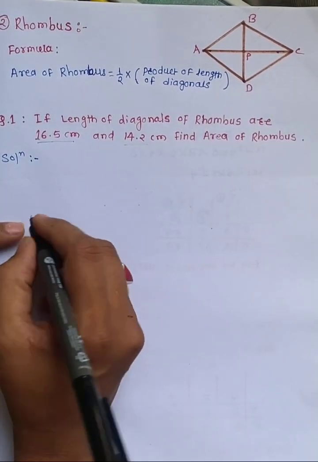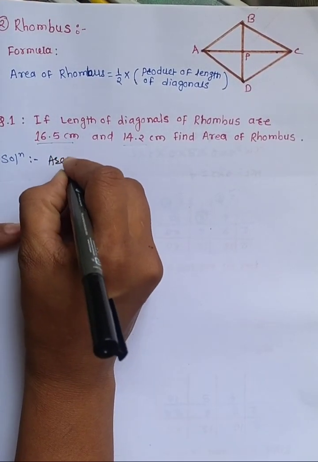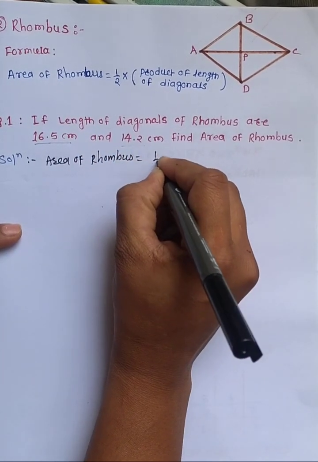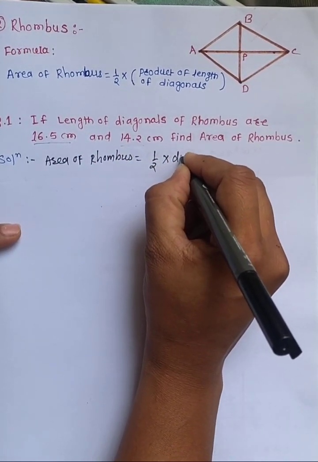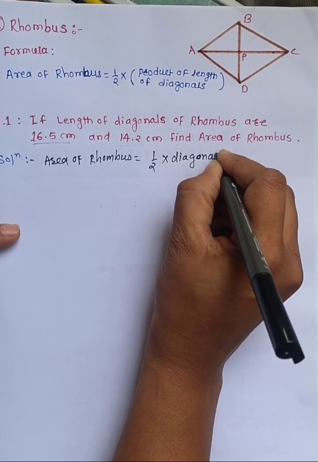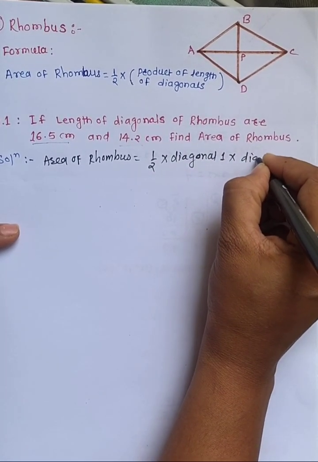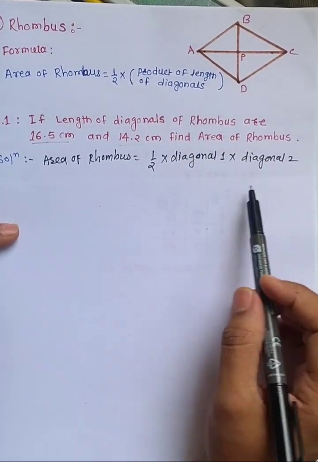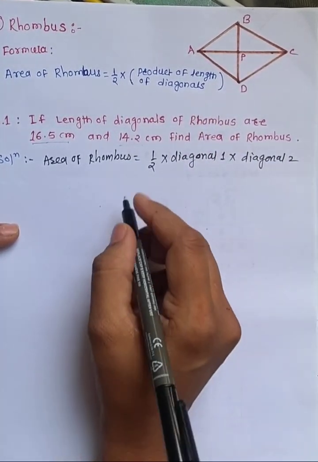Okay, first I will take the formula of the area of rhombus. Area of rhombus is equal to half into, I will take diagonal 1 into diagonal 2. Okay, that product of length of diagonal 1, rhombus having 2 diagonals. Okay, diagonal 1, diagonal 2.